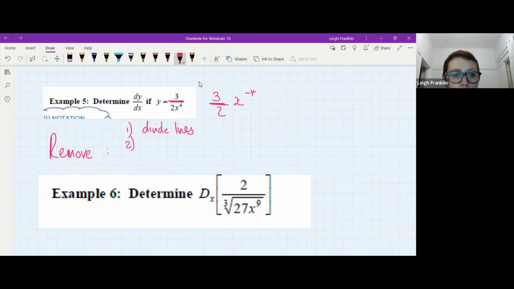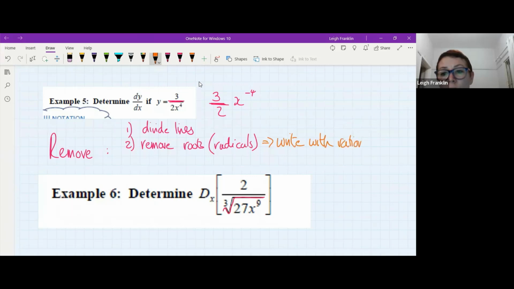Number 2, we need to remove roots or radicals. Something cannot be written in surd form like it is here. We have to write it with rational exponents. And then the third thing that we need to remove are brackets. So this is some of the work that needs to be done before we can differentiate.